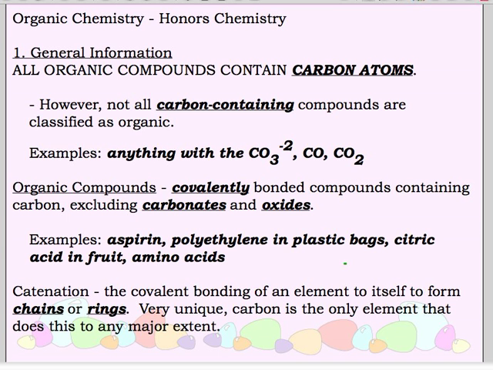So the formal definition is that it's going to be covalent. We talked about covalent bonds already. They're going to include the carbons, and they're going to exclude carbonates and the oxides. And then these are just some examples that you have heard of before: aspirin, plastic bags at places like Walmart or Giant, citric acid in your fruit, and your amino acids, which make up your DNA.